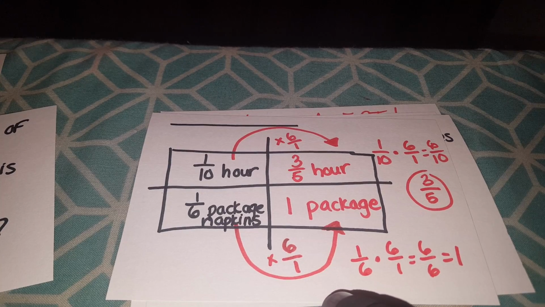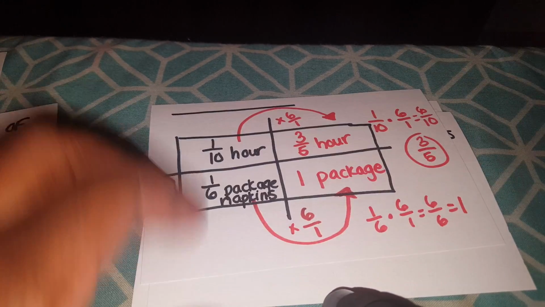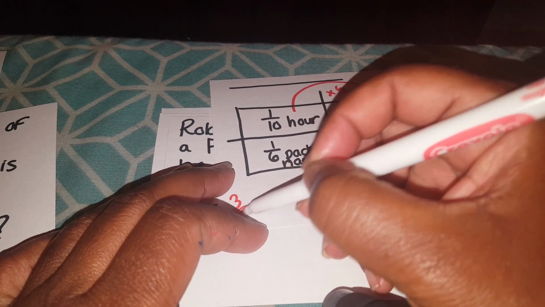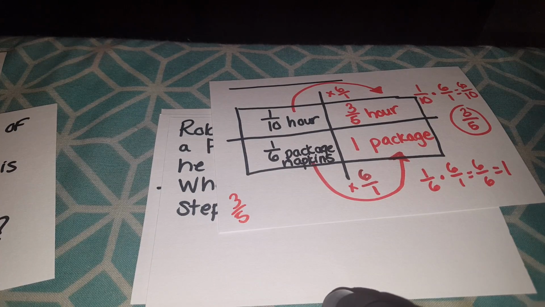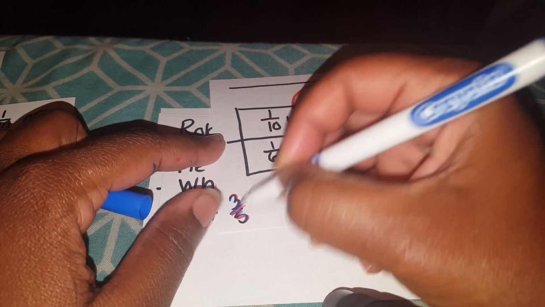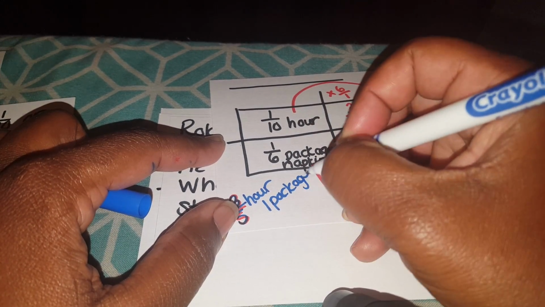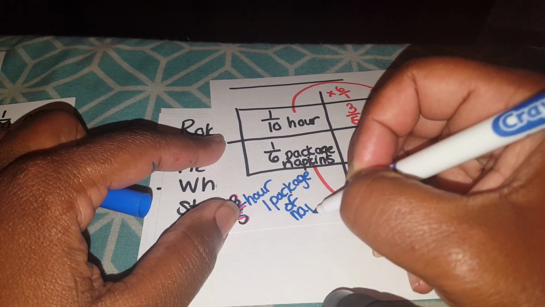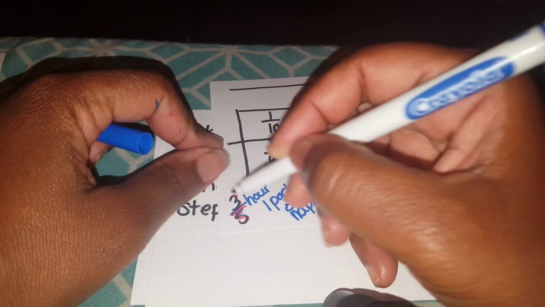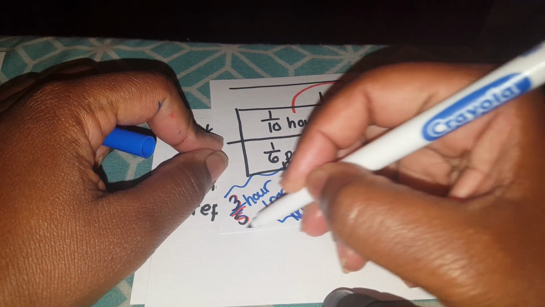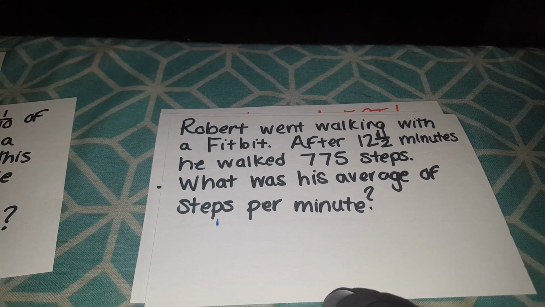We are almost in the clear. I'm going to put 3/5. Let me do that in blue. I haven't used my blue in a while. 3/5 of an hour for 1 package of napkins. Okay, last one.